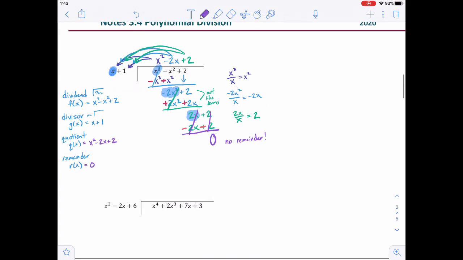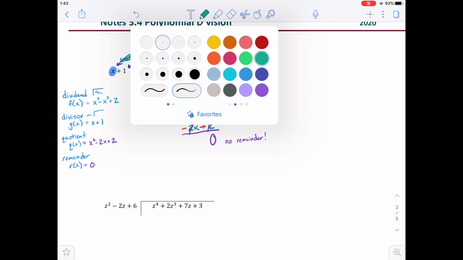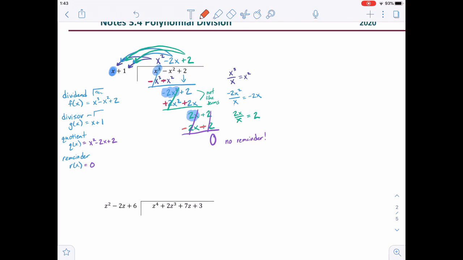All right, let's write it out. Let's do it both ways. Our first way is our sort of fraction way, where we have f of x, which is x cubed minus x squared plus 2, divided by our divisor, x plus 1, or g of x, is equal to our quotient, x squared minus 2x plus 2, plus our remainder, which is 0. And so what's actually happening here is because we have a remainder of 0, this is actually our fraction simplified.